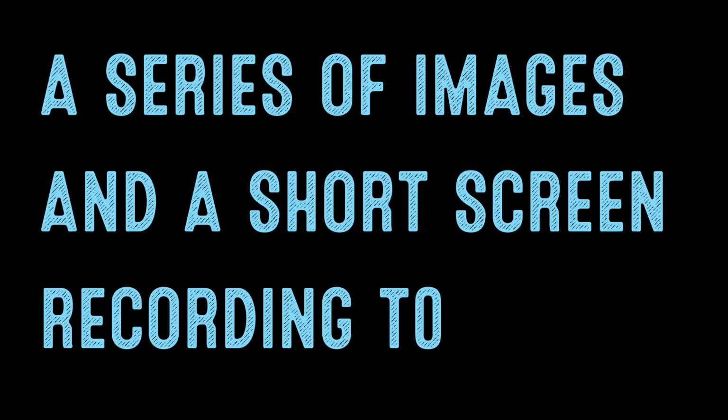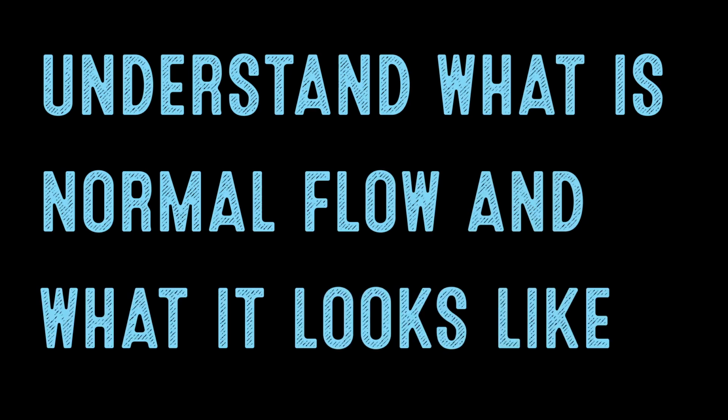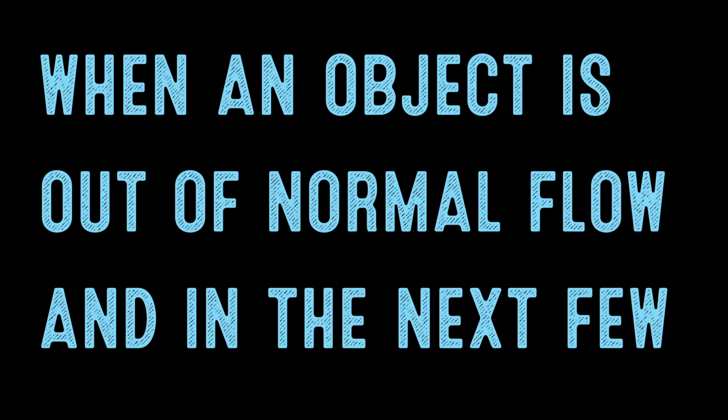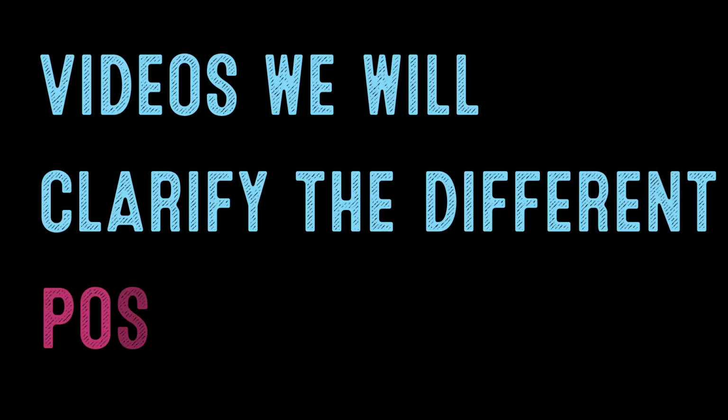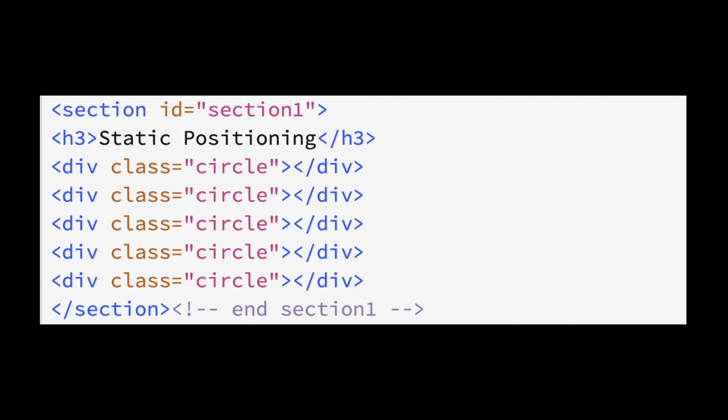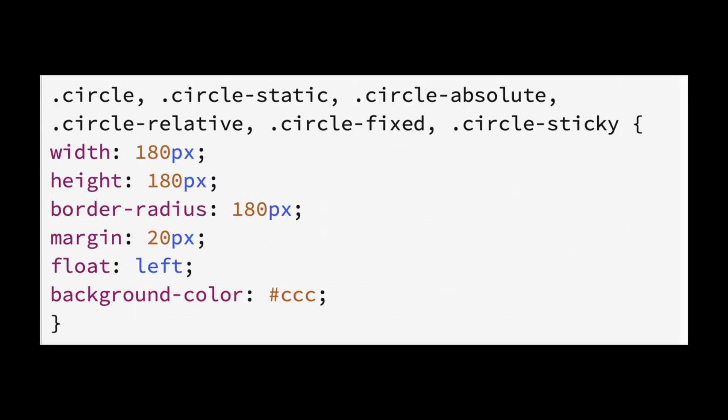We will look at a series of images and a short screen recording to understand what is normal flow and what it looks like when an object is out of normal flow, and in the next few videos, clarify the different position values. In the first image, we see 5 circular elements in static positioning. Here is the code for section 1, the HTML, and the CSS.